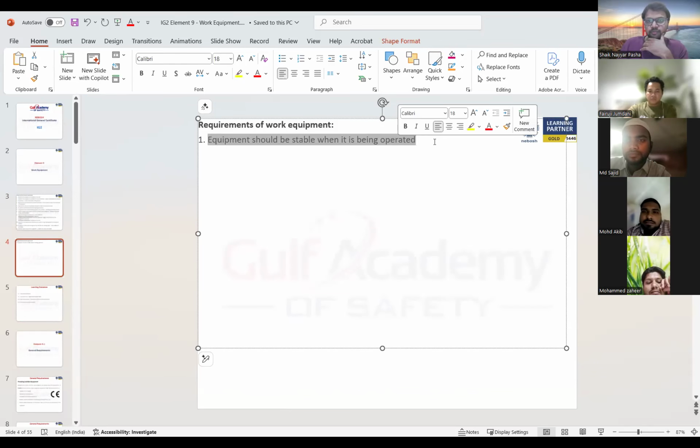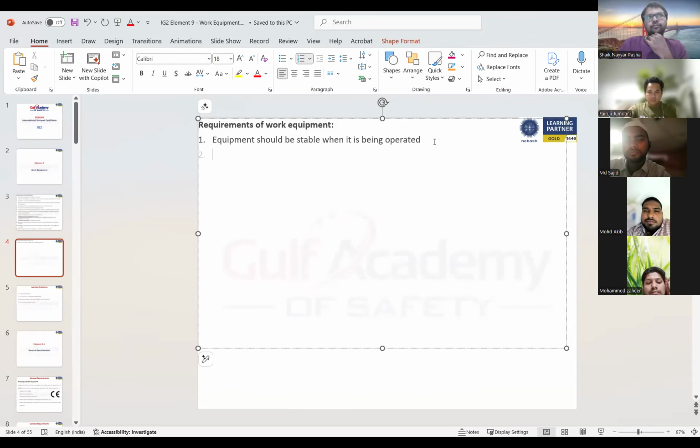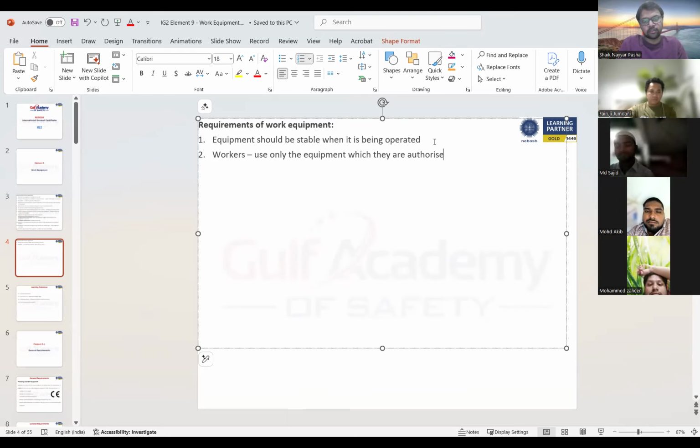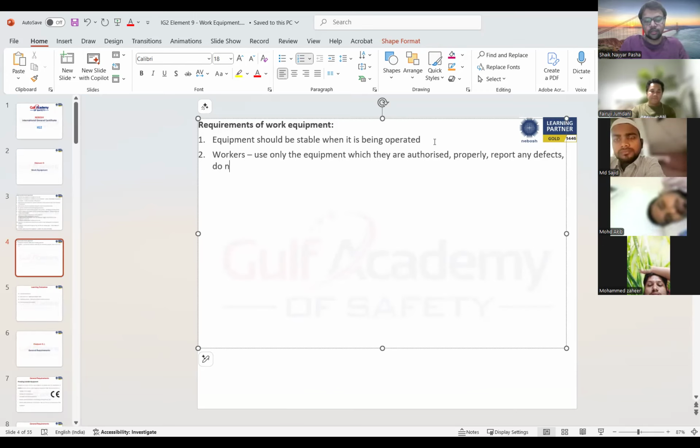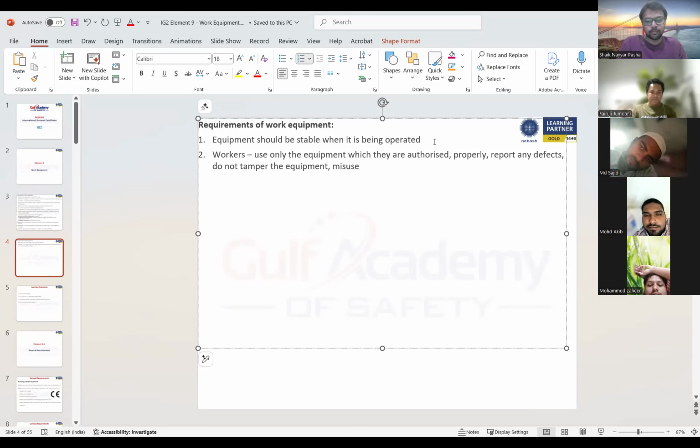Equipment should be stable when it is being operated, and properly installed. That is one thing. And it is the responsibility of the workers to use only the equipment which they are authorized to use, and use it properly as per the instructions provided. Report any defects. Do not tamper with the equipment. Do not tamper with it or damage it. Do not misuse the equipment.